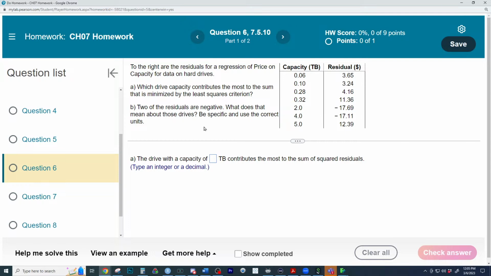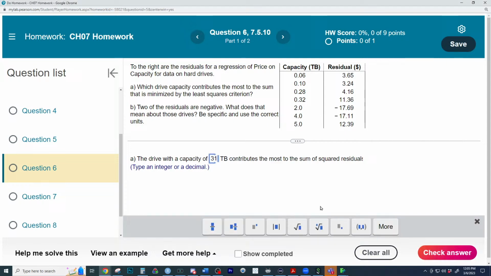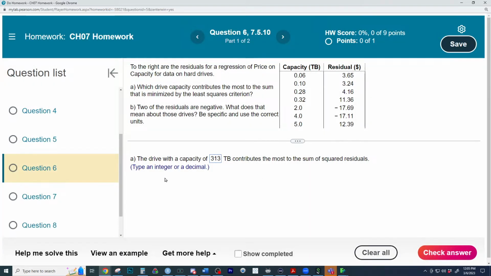So it's saying, which of these contributes the most? It's the largest one right there. And we just square that, so 17.69. We can make it negative, but when you square it, it's always going to be positive. It says to the nearest integer or a decimal. I think this is what it wants. Wait, what?